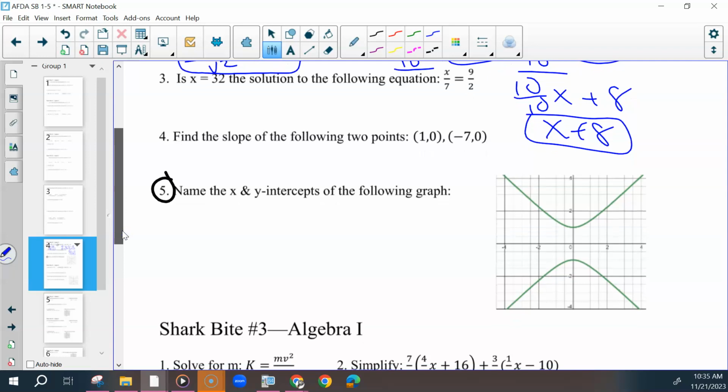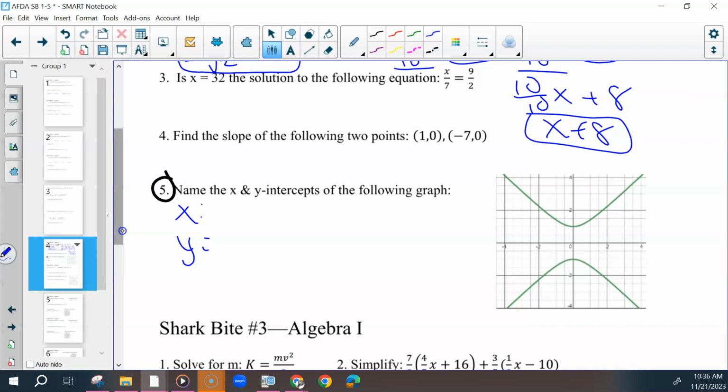Alright, the intercepts for this one, there aren't any x intercepts, so none, and just don't put 0 or x. For the y intercept, there were 2, at 1 and negative 1. Questions on that?